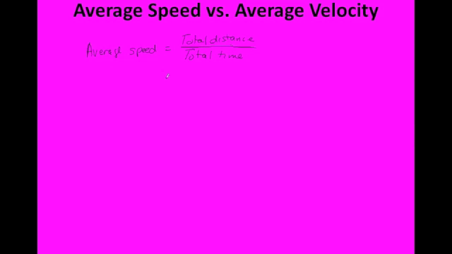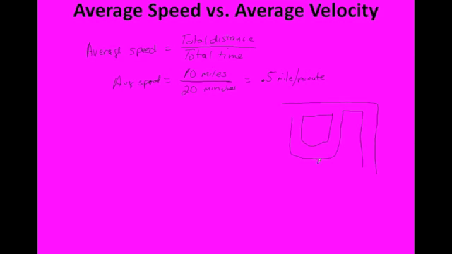For example, you drove a total of 10 miles to school, and it took you 20 minutes to get here. Divide 10 by 20, and you would find out that your average speed during your trip to school was 0.5, half a mile every minute, 0.5 miles per minute.